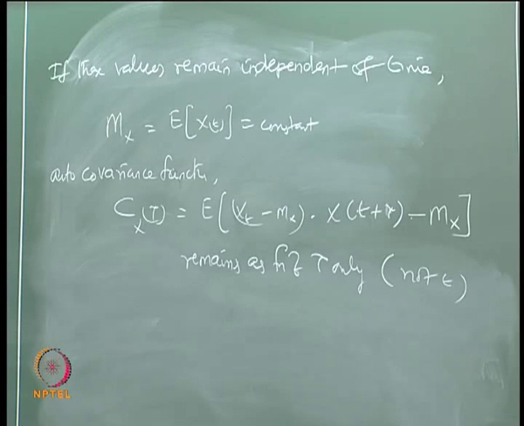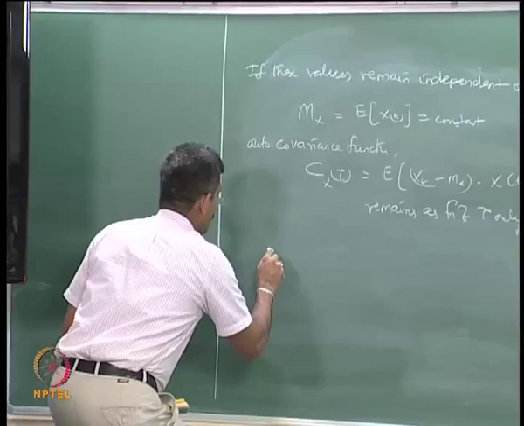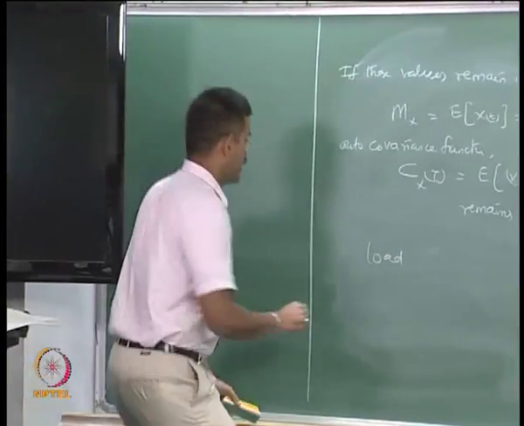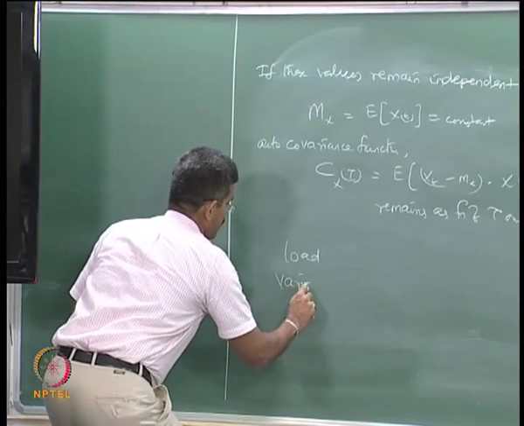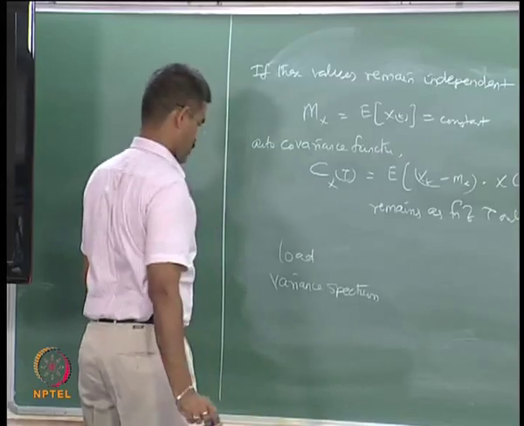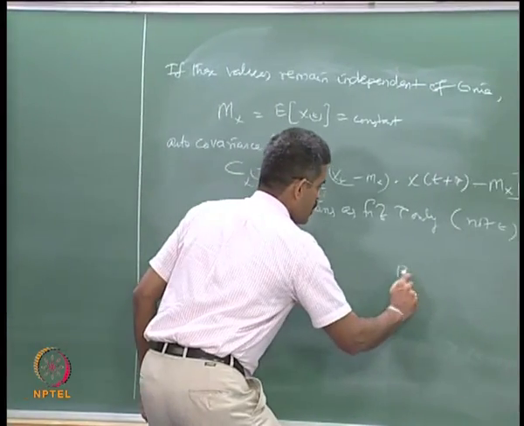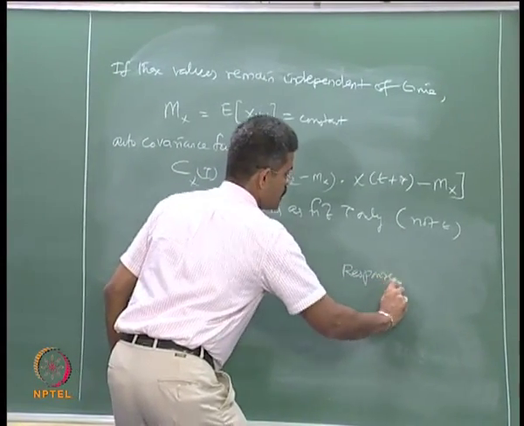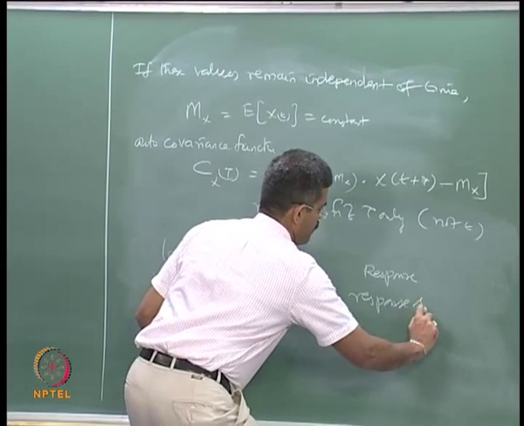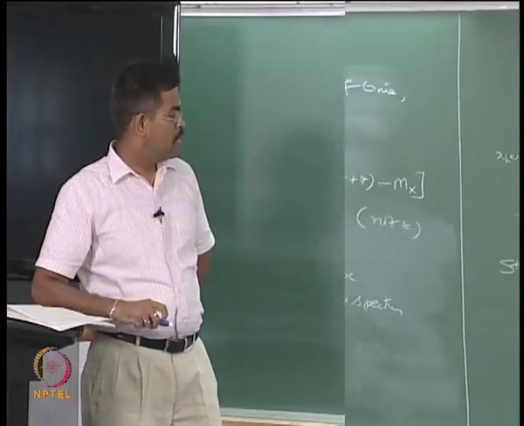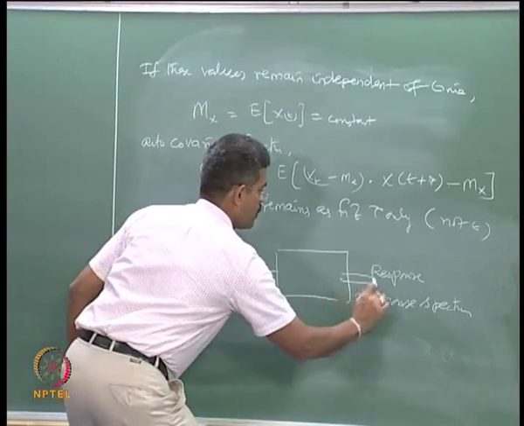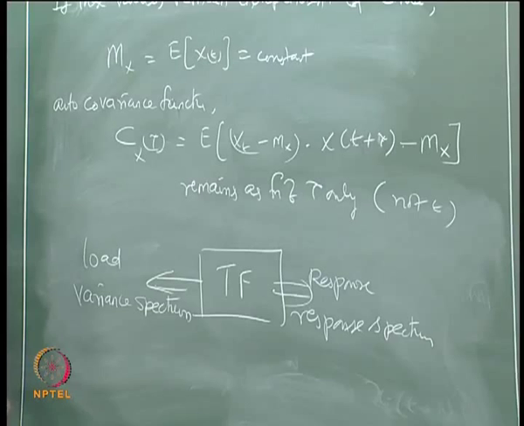So the advantage is, now for a given load which varies, I get a variance spectrum. For a given structure, it has a response, the response varies, and I get a response spectrum. Connecting these two is my transfer function.